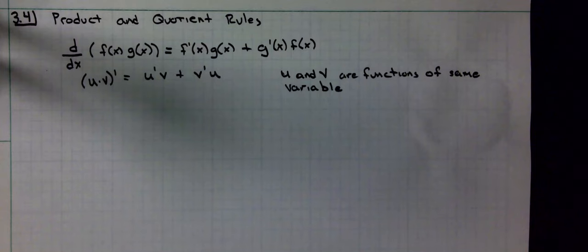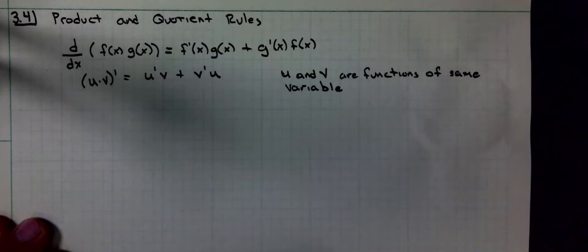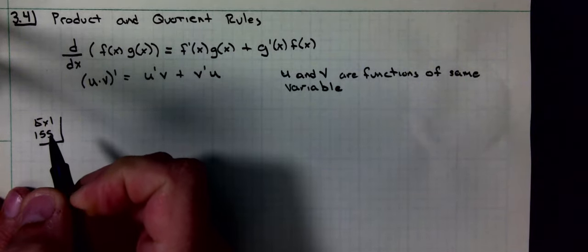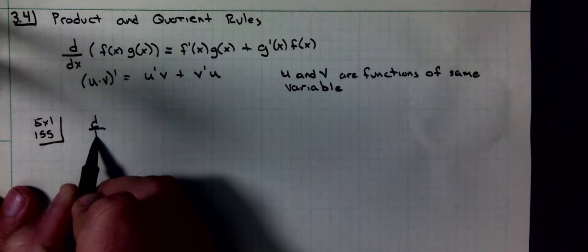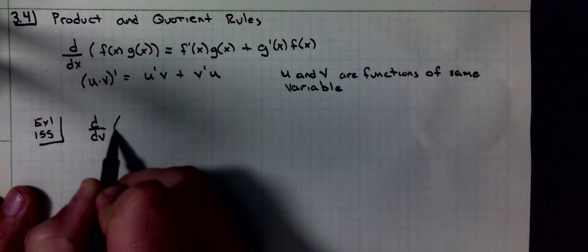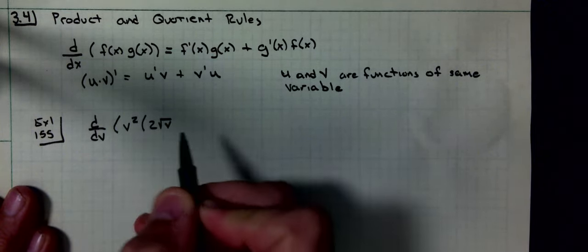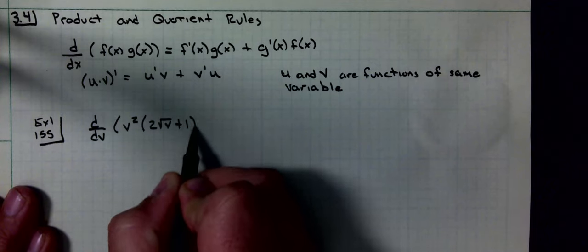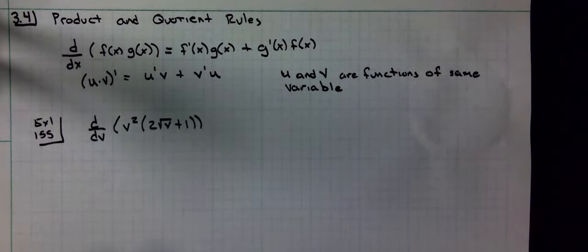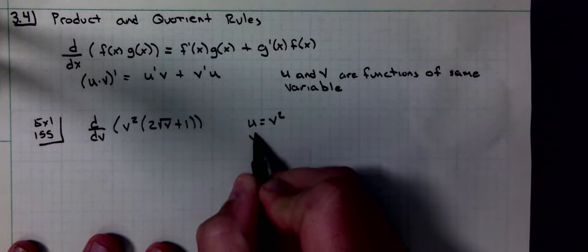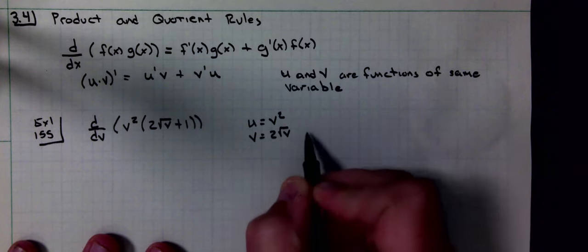So the first problem I'm doing is example one from your textbook, which is on page 155. The first one they want us to find is d over dx of x squared times 2 root x plus 1. In this case, my u is x squared, my v is 2 root x plus 1.